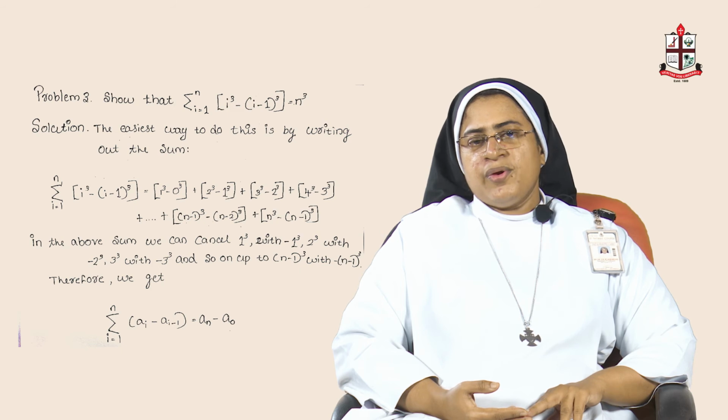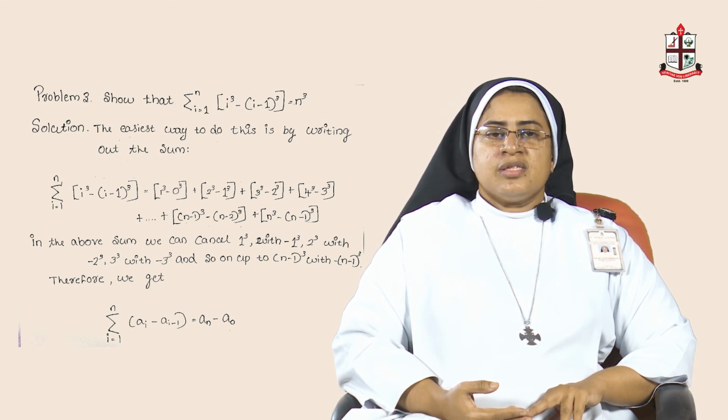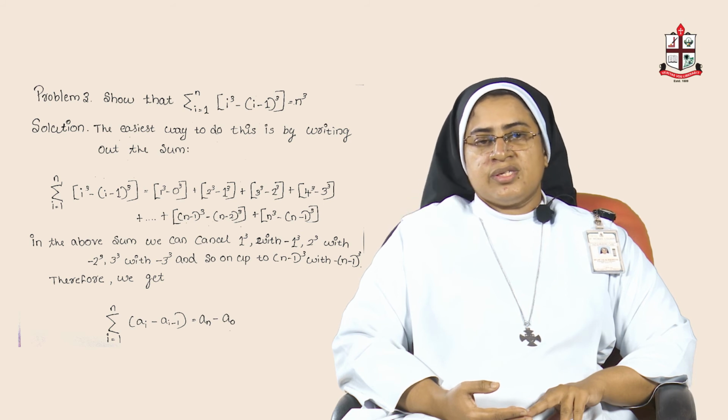Now, coming to problem 3: show that sigma i equals 1 to n of i cube minus (i minus 1) the whole cube equals n cube. How will you solve this? Here something is given, you have to show that it is true.